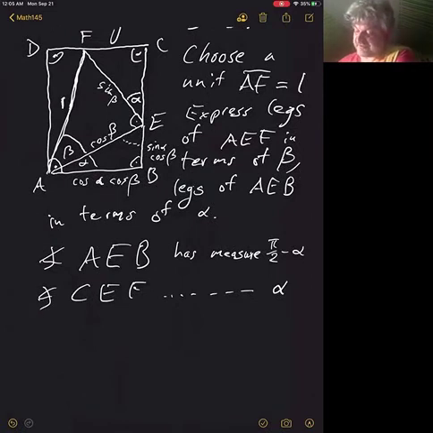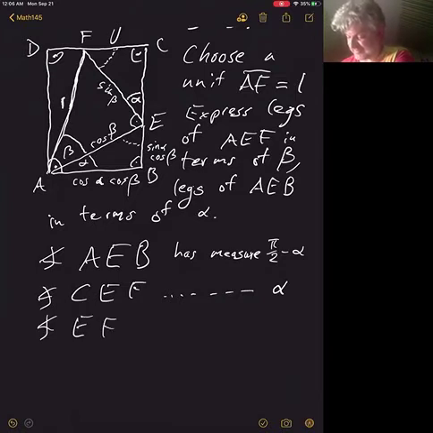Then we can figure out a bunch more because now we've got another right triangle, ECF, top right corner with alpha in it. And so at F, we're seeing another angle of measure pi over 2 minus alpha. So that is E, F is the vertex, and then C has measure 90 degrees minus alpha, or pi over 2 if you're measuring in radians.